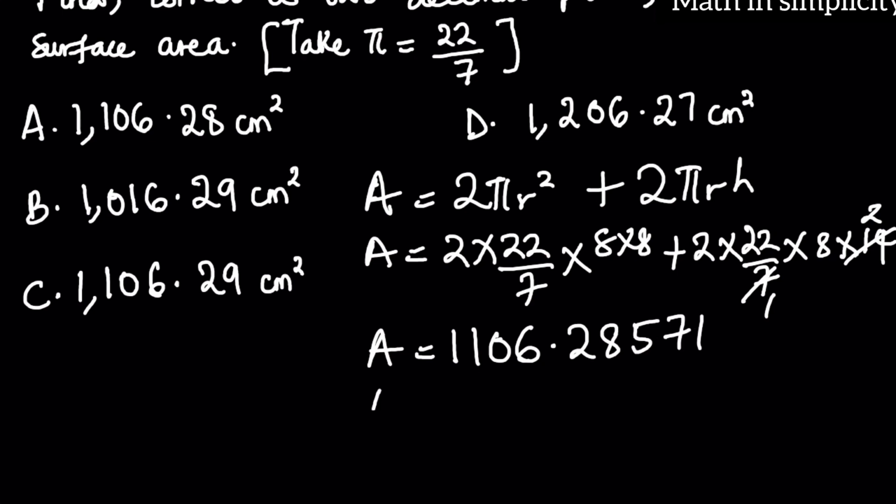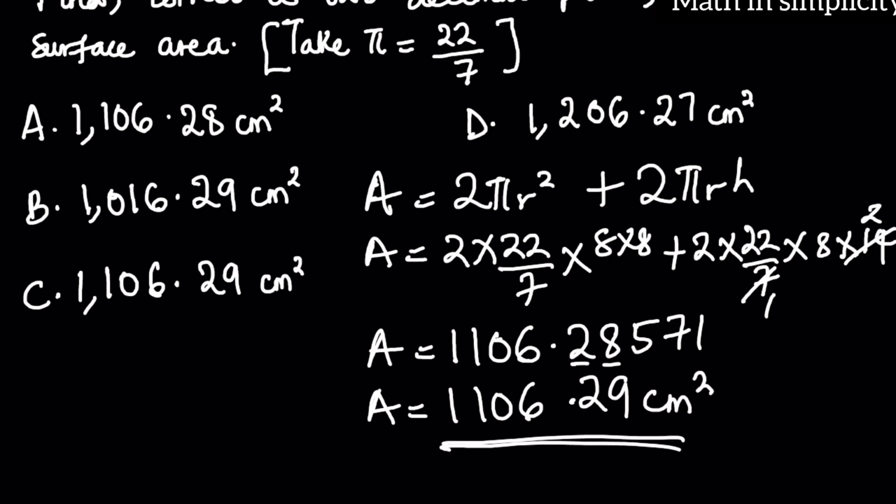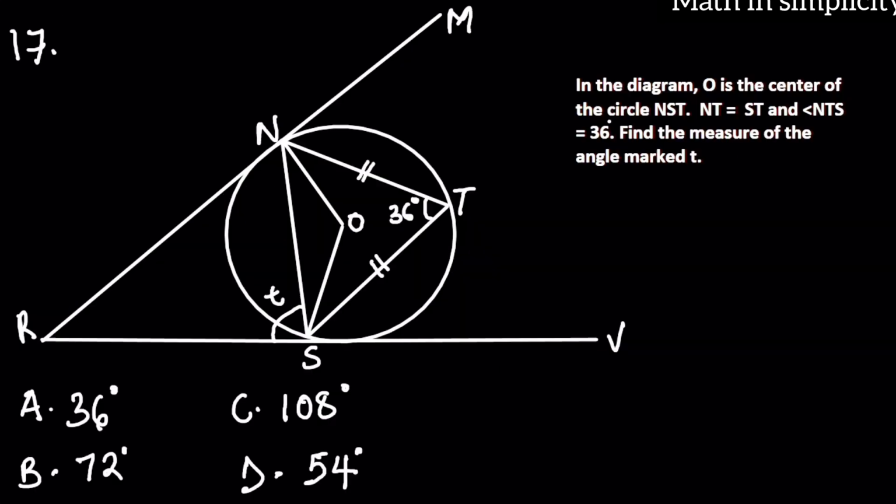1106.28571, and so on. Since we are asked to approximate to the second decimal place, we have 1106 point, this is the first decimal, the second decimal, so we check the number after the second decimal. Is it up to 5? Yes, it's exactly 5. So 8 will be rounded up to 9, and that's centimeter squared. So we have 1106.29 cm squared, and it corresponds to option C. So for this question, option C is the correct answer.